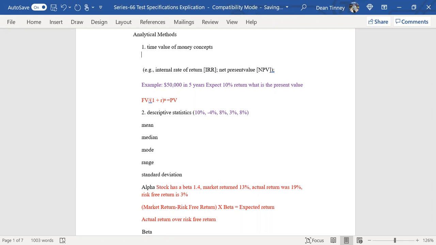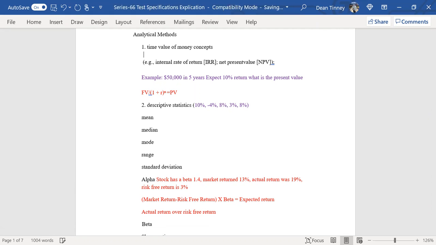Well, basically what we say is that dollars today are worth more than the identical number of dollars in the future. So dollars today are worth more than dollars in the future. How much more is what we really want to be able to figure out.